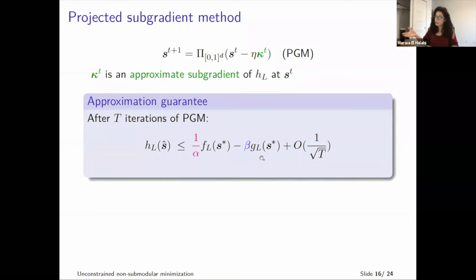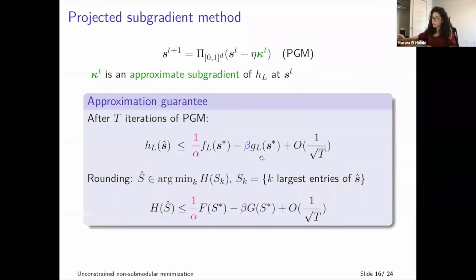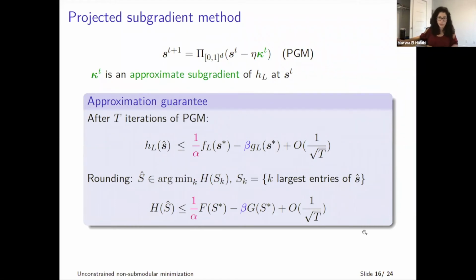And again, to translate this approximation guarantee to the discrete problem, we do the same exact rounding that we do in the submodular case. Look at the entries of S, sort them, and then look at the sets S_k and pick the set that has the best set function value. In doing that, we get the same approximation guarantee on the discrete optimization problem.